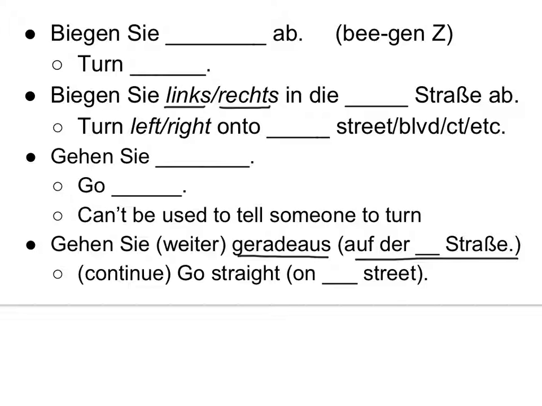Okay. Weiter means continue, but it's not a verb. So you have to say, gehen Sie weiter geradeaus. Continue going straight, or whatever. Okay. Odds of you needing weiter are pretty slim. Okay. But just remember, it's not the verb. So you have to have the gehen Sie anyway.